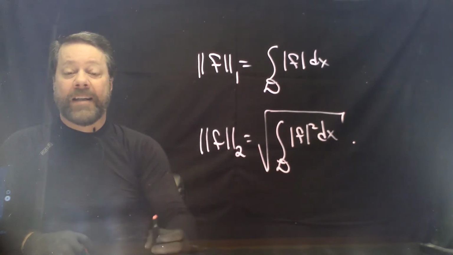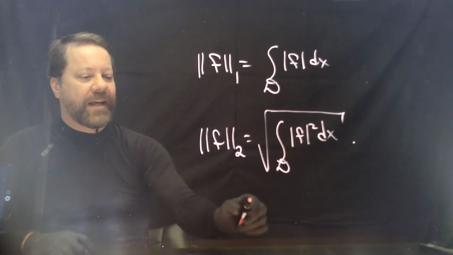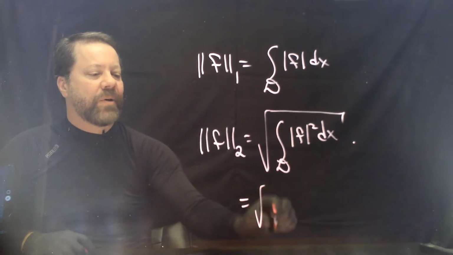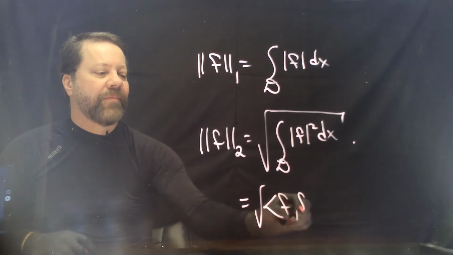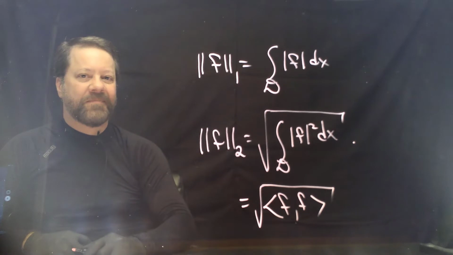These end up being norms, so you can calculate distances. Note that the 2 norm is the square root of the inner product of f with itself using the L2 inner product. There are different kinds of convergence that are important.